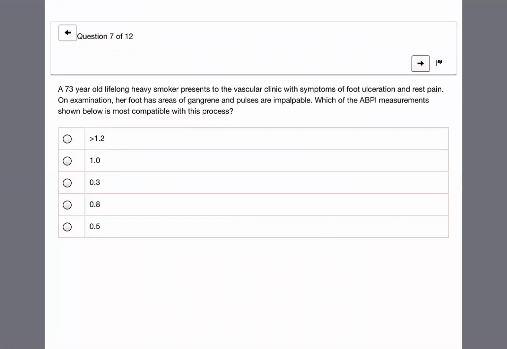Okay. Next. A 73-year-old lifelong heavy smoker presents to the vascular clinic with symptoms of foot ulceration and calf pain. On examination, her foot has an area of gangrene and pulses are impalpable. Which of the ankle brachial pressure index measurements shown below is most compatible with this process? Choose directly. This is severe. This is 0.3. Yes, exactly. This is critical limb ischemia. Critical limb ischemia will go for 0.3.